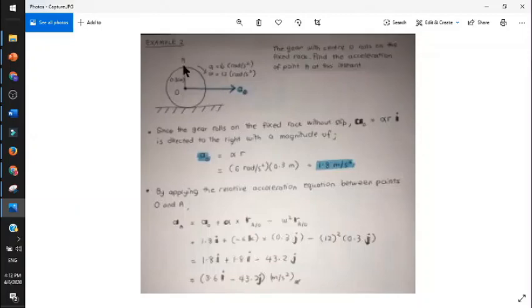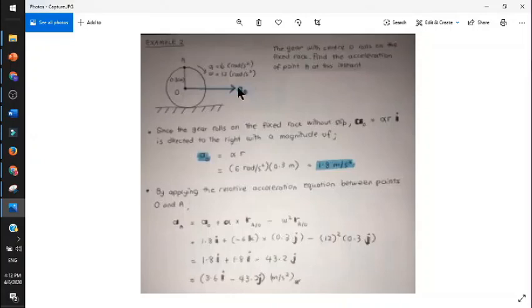because it is clockwise, times 0.3j, j component, minus omega squared. Omega is given 12 radian per second, squared, times 0.3j. Then just separate between i and j components. Now you will have the acceleration vector for point A, 3.6i minus 43.2j meter per second squared.